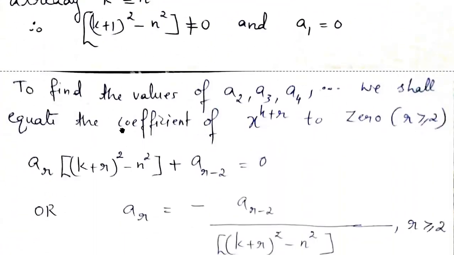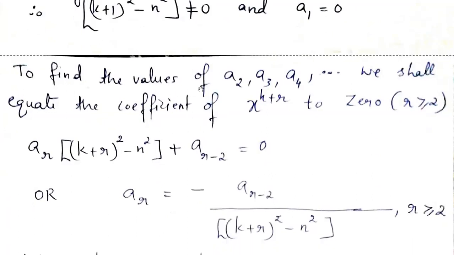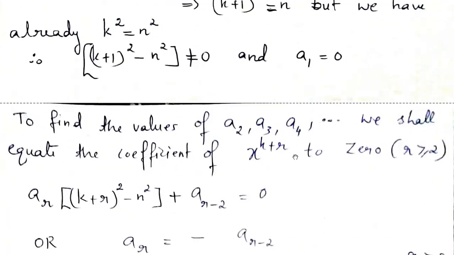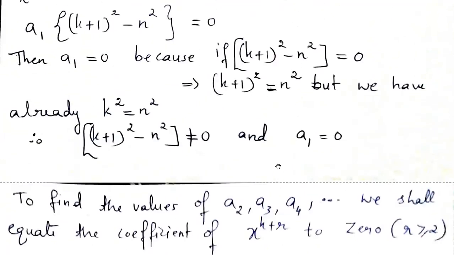Now after getting the values of a0 and a1, we have to find the values of the remaining terms, that is a2, a3, a4, etc. So to do that, in case of the Frobenius method, what we do is we try to equate the coefficient of x power k plus r to 0, and we try to get a recurrence relation so that we can calculate the values of all these remaining terms. So how do we get the coefficient of x power k plus r?